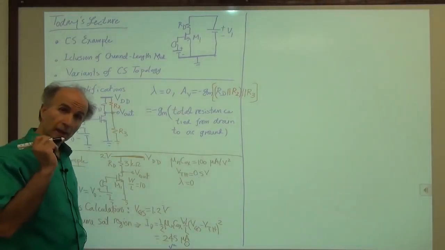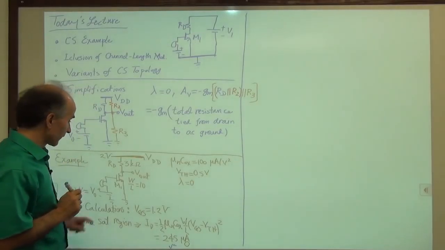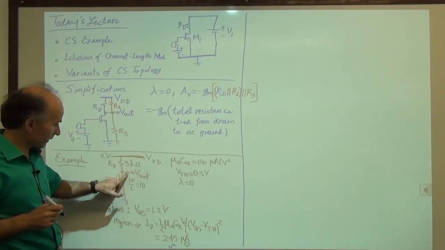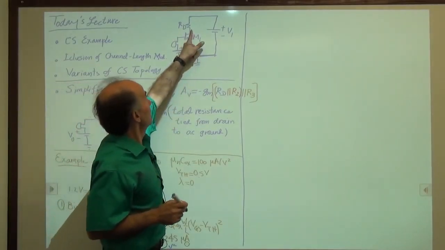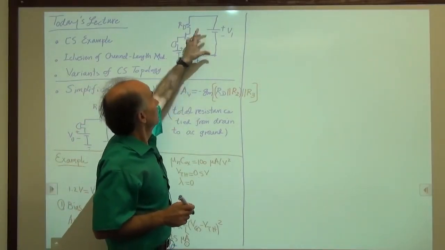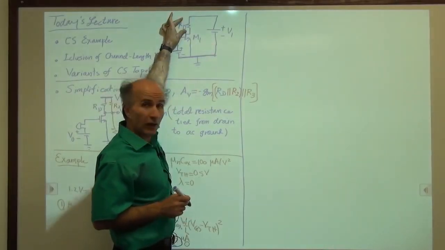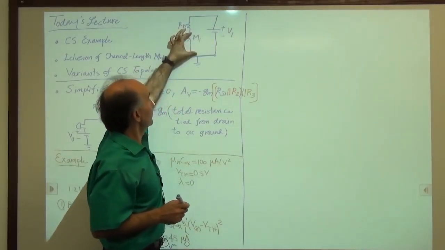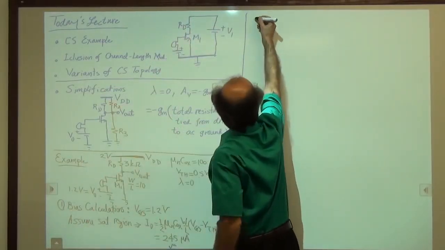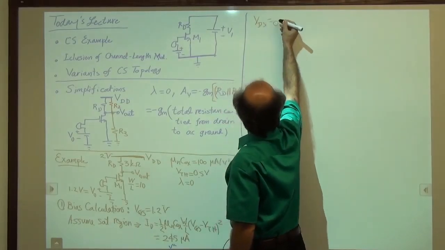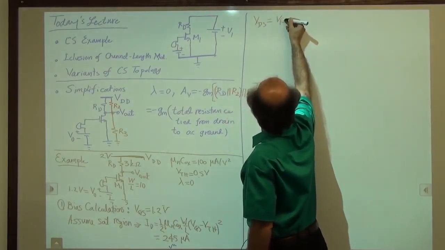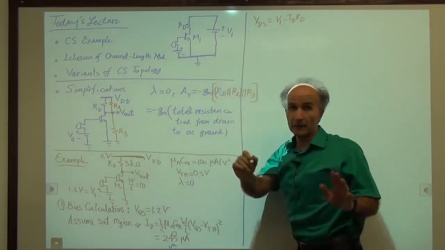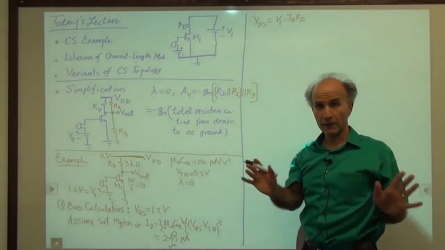Okay, so the first thing we have to do is to make sure that the device is in saturation. So let's try that. We will write VDS is equal to V1 minus RD ID. Right? This voltage minus this voltage is equal to this voltage. So we write VDS is equal to V1 minus ID RD. And remember, this is still just for bias calculations, so there are no signals coming in.